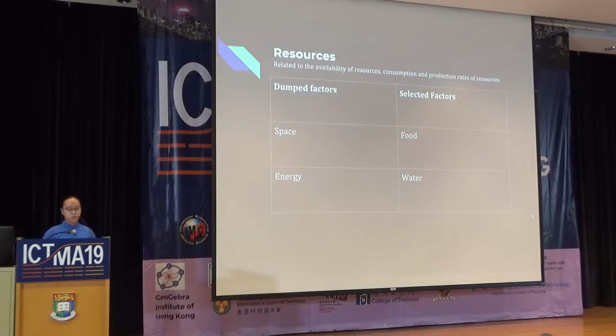The first category, resources. We've thought of space, energy, food, and water. We considered food and water because they are directly related to our biological needs and they are relatively scarce. For space, it is relatively abundant, as in we have enough space for people to live in. And for energy, we are not taking it into consideration because it will be arbitrarily large, given that it is technologically and economically possible to introduce more usage of renewable energy sources.